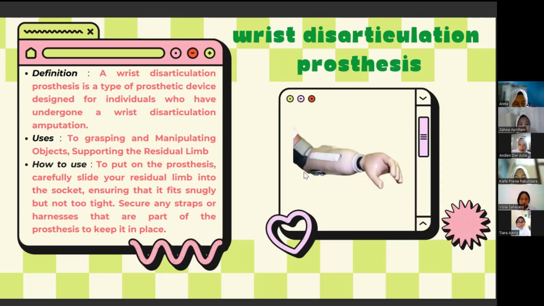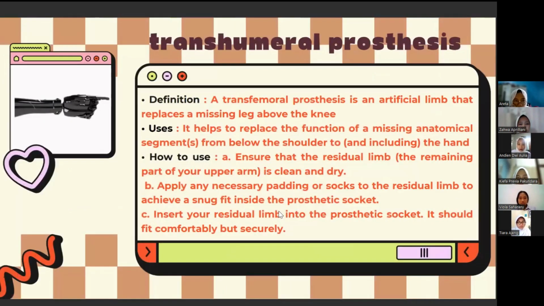Okay, the next slide will be presented by Viola. Viola, time is yours. Next slide. The next topic is transhumeral prosthesis. Definition: a transhumeral prosthesis is an artificial limb that replaces a missing arm. Uses: it helps to replace the function of a missing anatomical segment from below the shoulder to and including the hand. How to use?